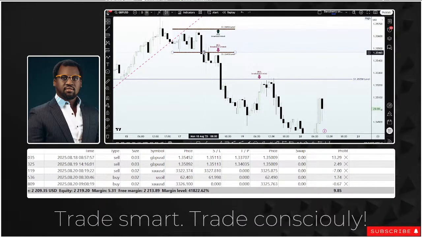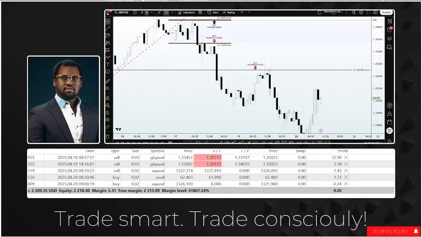We saw price breakdown, retest the structure. We had this sell position triggered during our live session on Monday. And ever since then, this sell has been running. As you can see at the bottom of your screen, the sell position still remains intact.